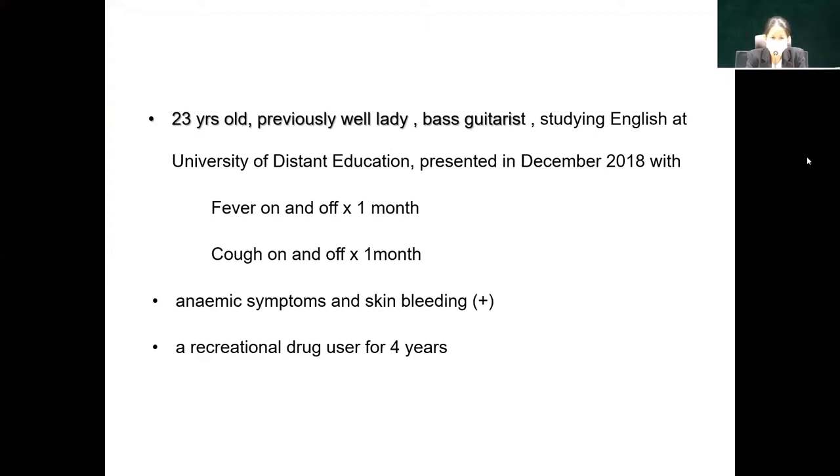May I present a case of a 23-year-old lady, a bass guitarist and a university student, who presented in December 2018 with fever and cough on and off for 1 month. There were anemic symptoms and skin bleeding, and she had been a recreational drug user for 4 years.